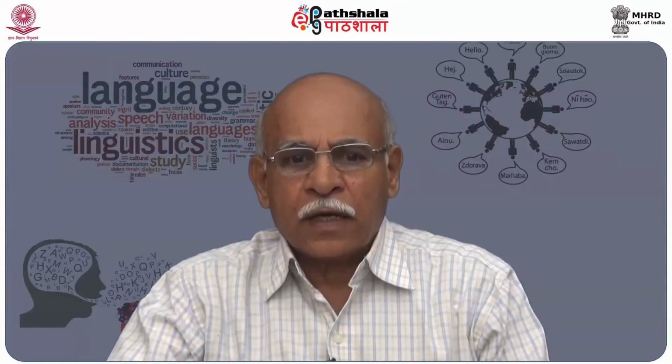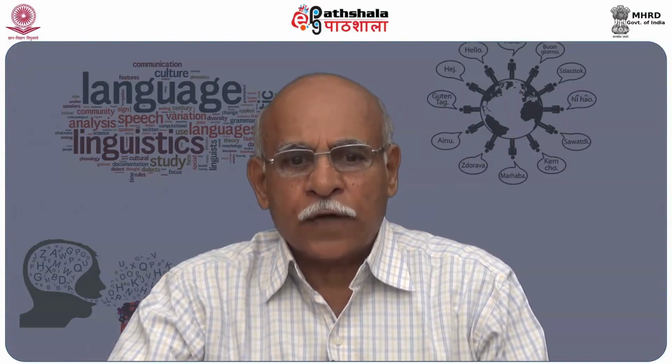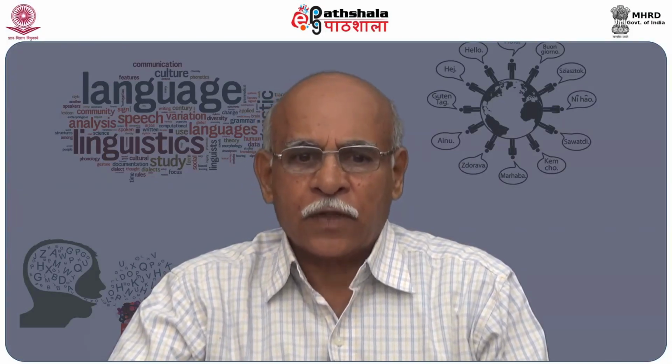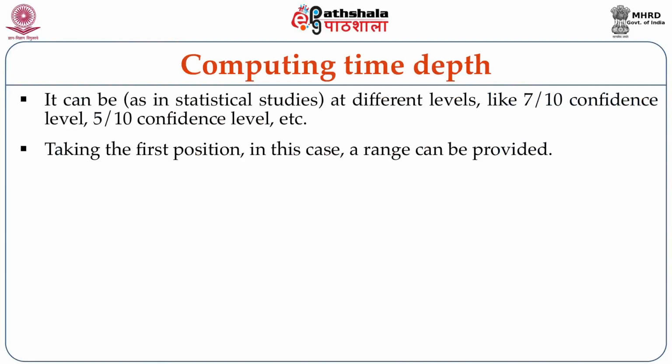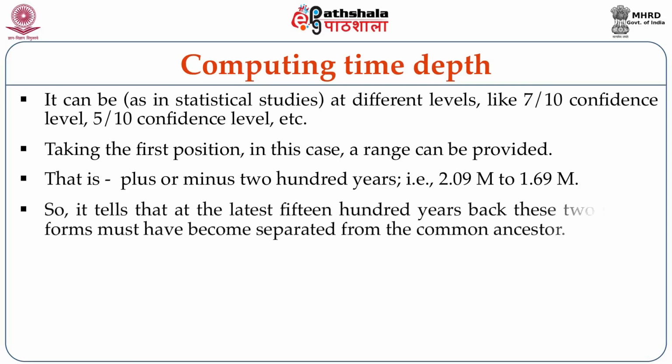It can be, as in statistical studies, at different levels like 7 by 10 confidence level, 5 by 10 confidence level, etc. Taking the first position, in this case, a range can be provided. That is plus or minus 200 years, that is 2.09 million to 1.69 million. So it tells that at the latest 1500 years back, these two speech forms must have become separated from the common ancestor.